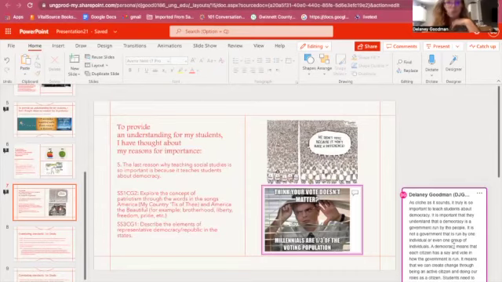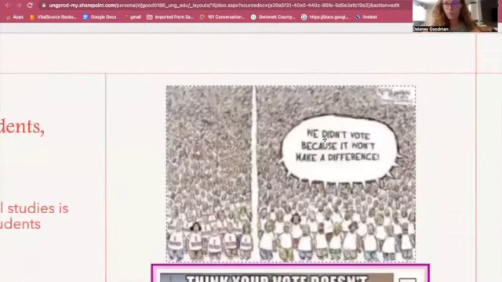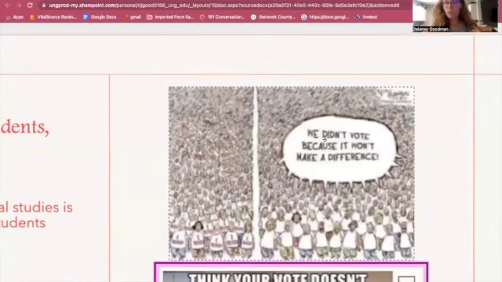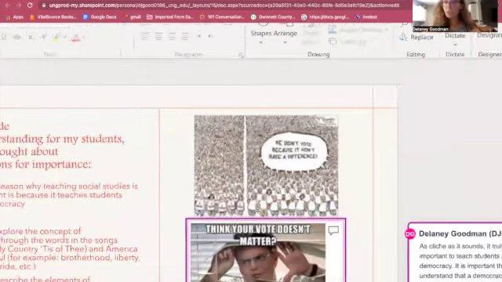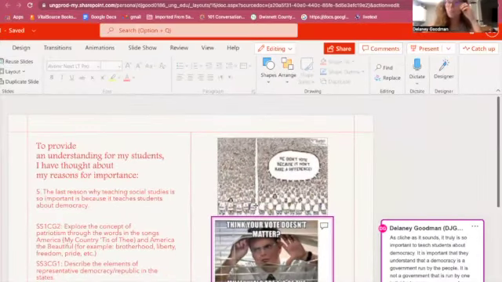On this slide, you will see two artifacts. The first one, if you zoom in on it, says we didn't vote because it wouldn't make a difference. You see the people on the left-hand side, and it's a little more than 1/4 of the picture, but we'll just say 1/4. And then the right side is the people who didn't vote, the ones who said they didn't vote because it wouldn't make a difference. And that's about 3/4 of the picture.